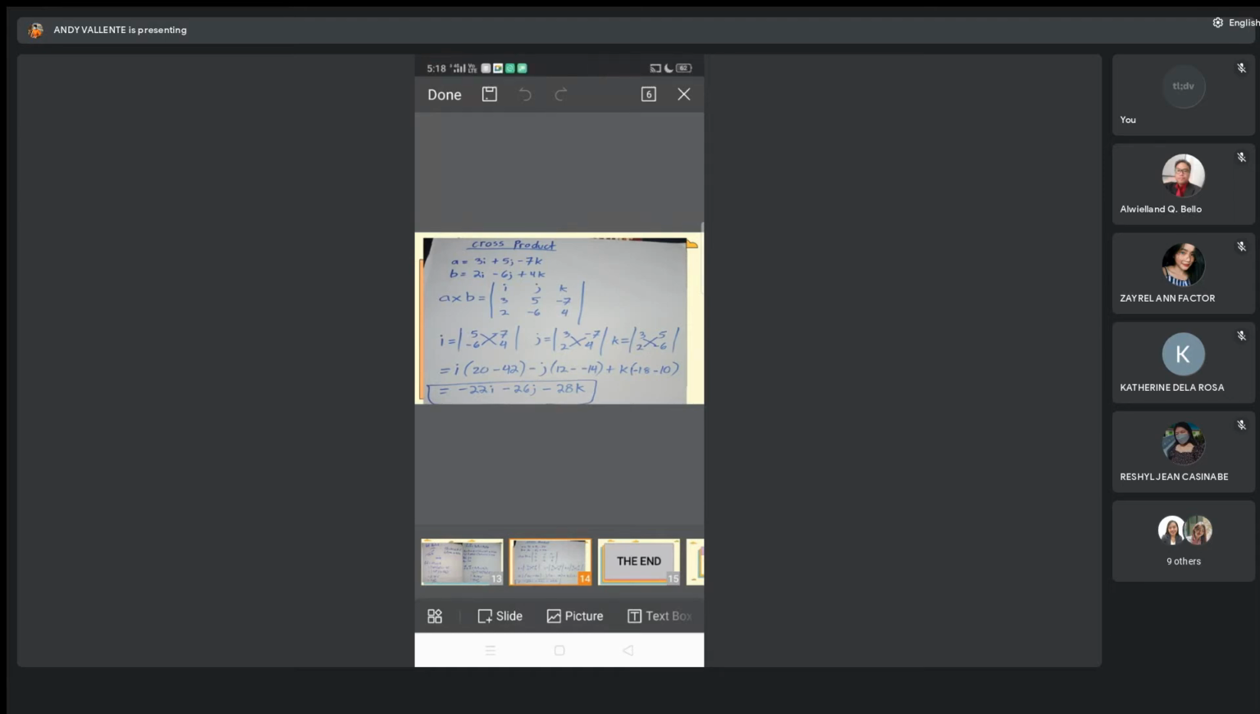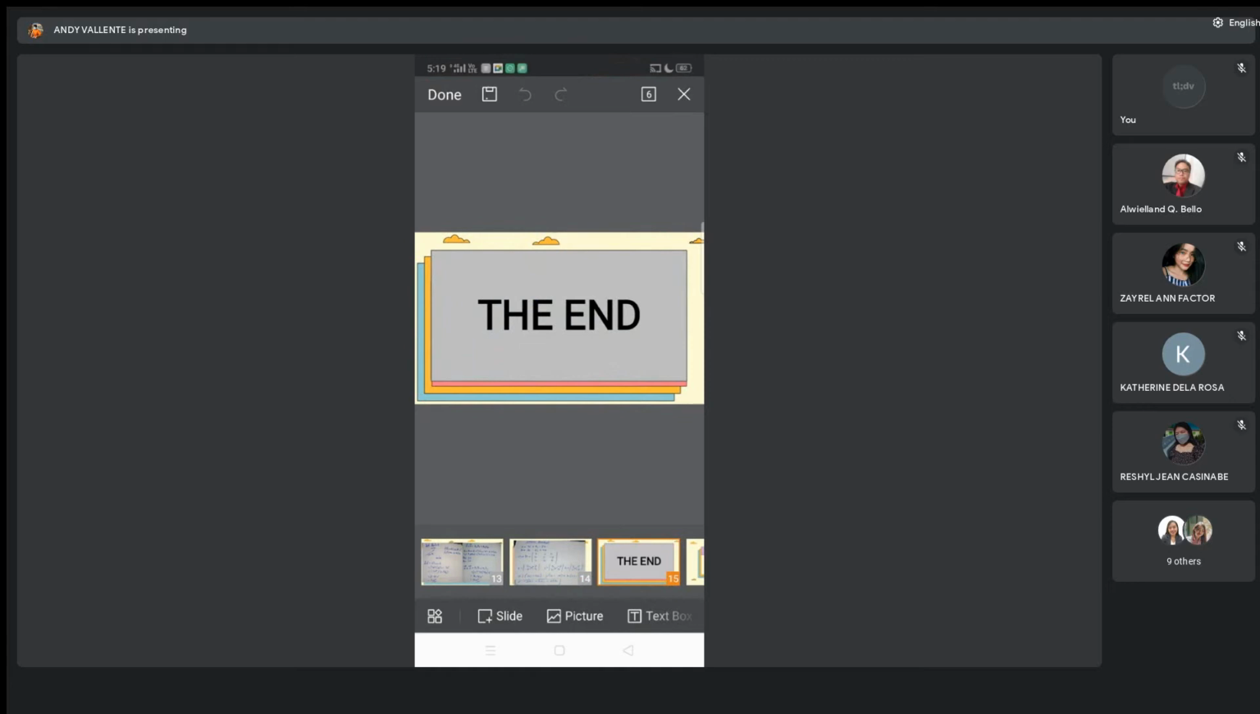So for i, this is a 2 by 2 matrix form. Our i is equal to 5 and negative 7, then negative 6 and 4. Then j is equal to 3 and negative 7, 2 and 4. Then our k is equal to 3, 5, 2 and 6. So dire na ta i-apply atong cross product. So 5 times 4 is equal to 20, negative 6 times negative 7 is 42, then 3 times 4 is 12, 2 times negative 7 is negative 14, 3 times 6 is 18, 2 times 5 is 10. So equals na din na siya, simplify. That's all, sir. Thank you.